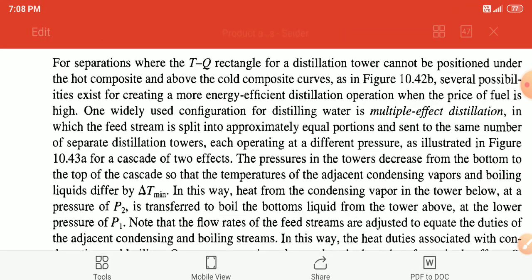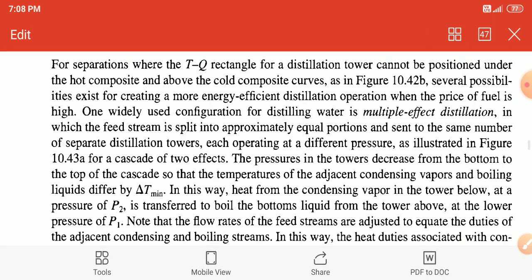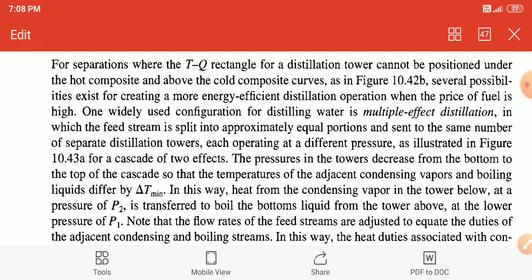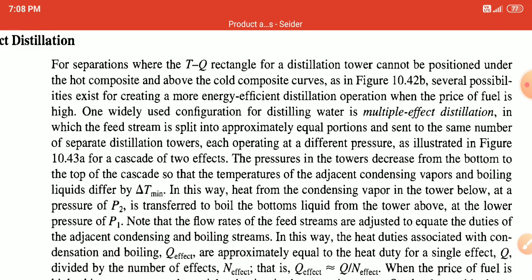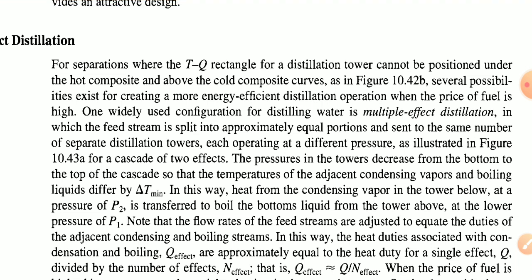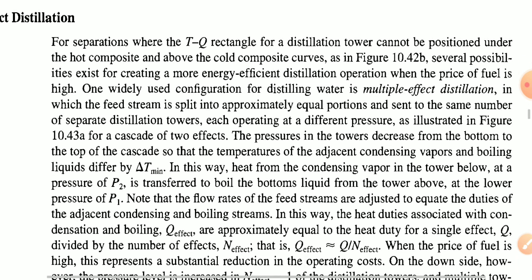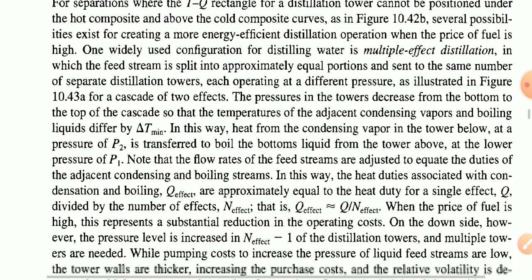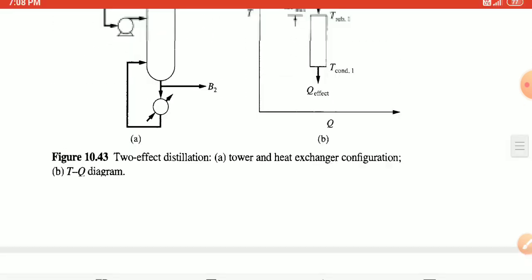So now we start. For separations where the temperature and the rate of heat transfer for a distillation tower cannot be positioned under the hot composite curve, which we saw in related examples, the temperature interval method and the multiple utility method. Also the cold composite curve and the hot composite curve, as in Figure 10.42 B above.